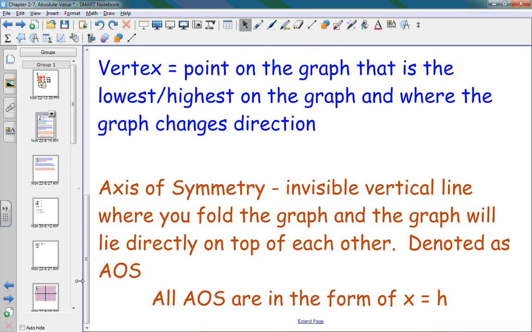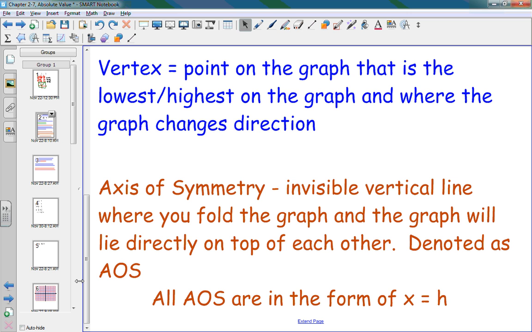The next thing I need you to think about is called the axis of symmetry. The axis of symmetry is basically where I take my V, or my mountain, and I say, where can I cut this thing in half so that whenever I fold it, it lies directly on top of its other side? Well, the axis of symmetry is going to be a vertical line. And all equations of vertical lines are in what form? Vertical lines are x equals a number.